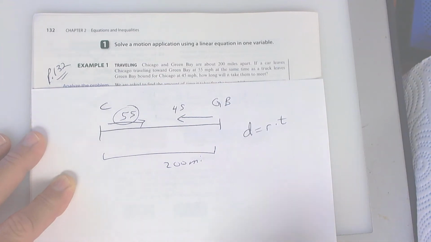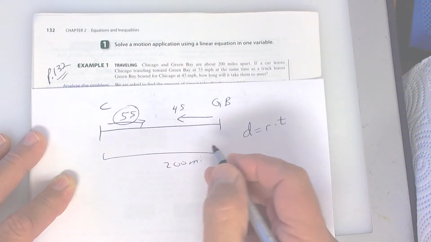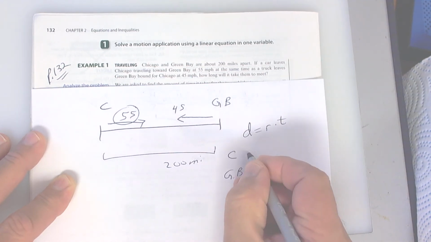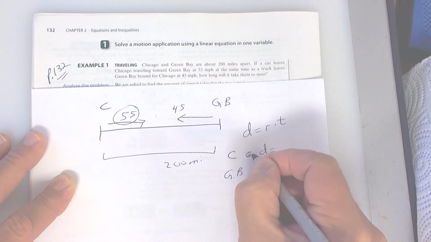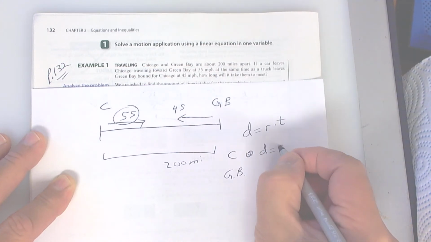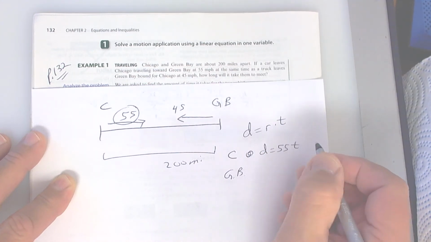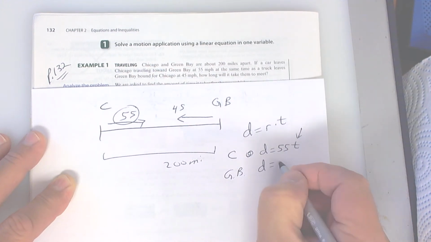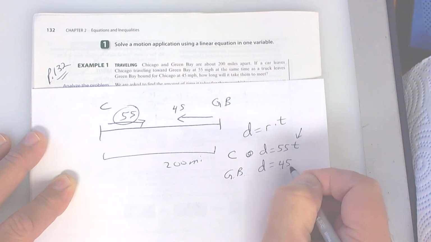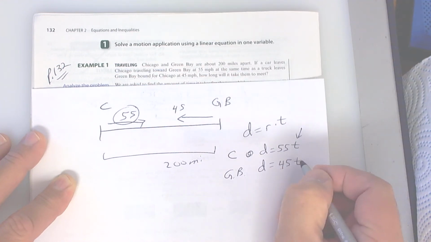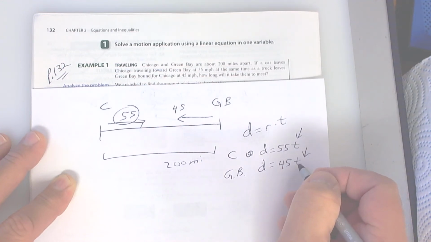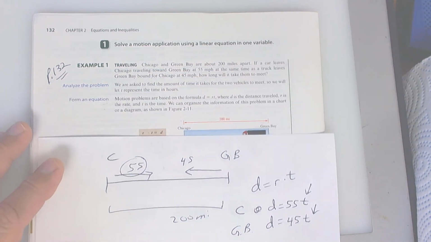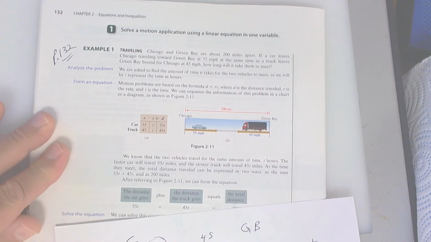Okay, well this one, let's figure out the distance of the car. So we have Chicago and we have Green Bay. So the distance for this one equals rate, which is 55, times the time. They left at the same time, so you're going to leave it as t. This one is going to be 45, as he's going slower, times the same time, t. And what you want to do is set these equal to 200, and that's what they did here. So let's see where they got it.